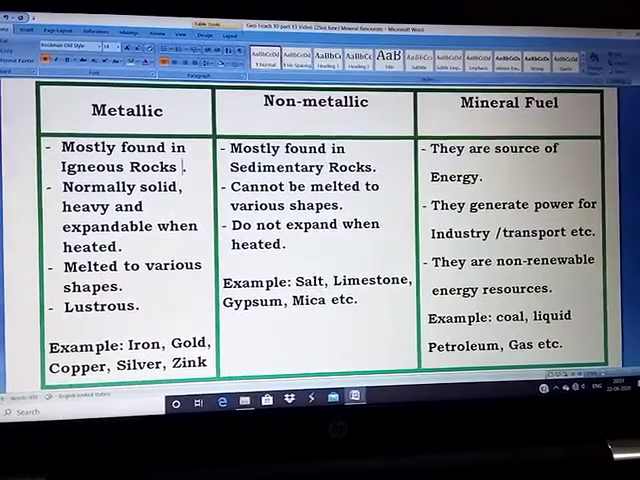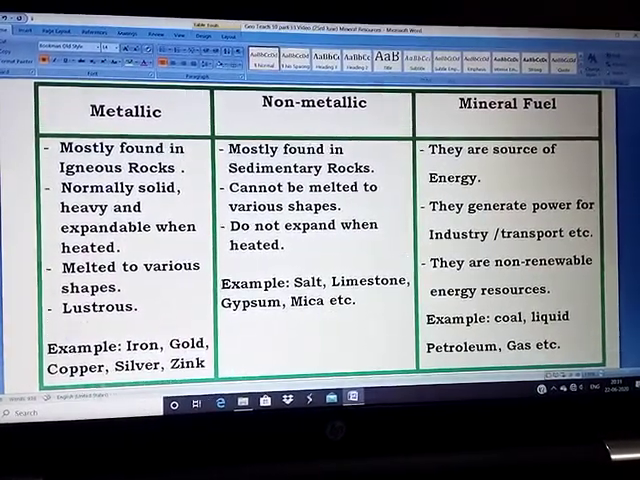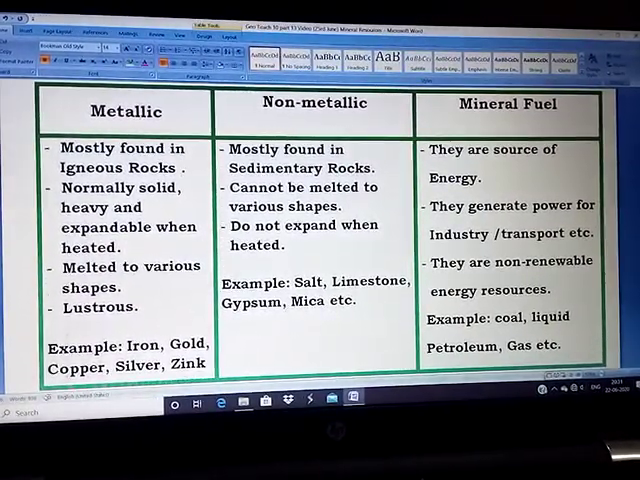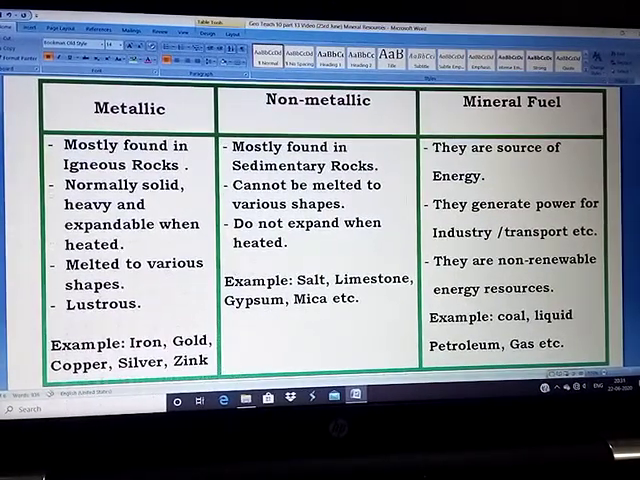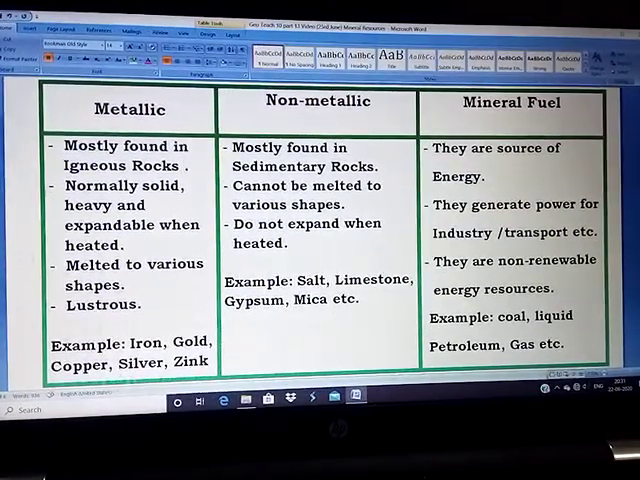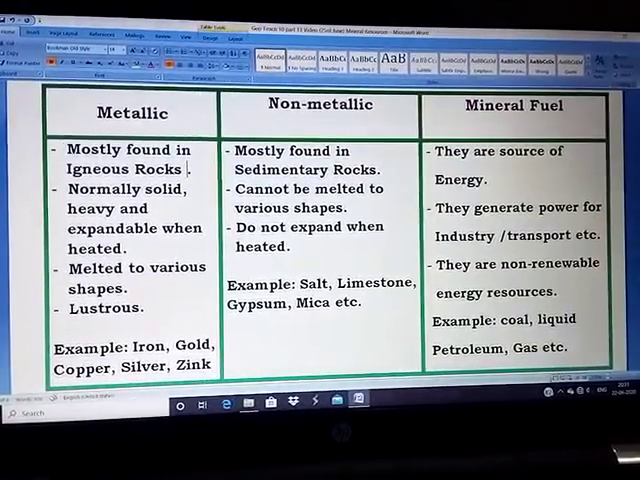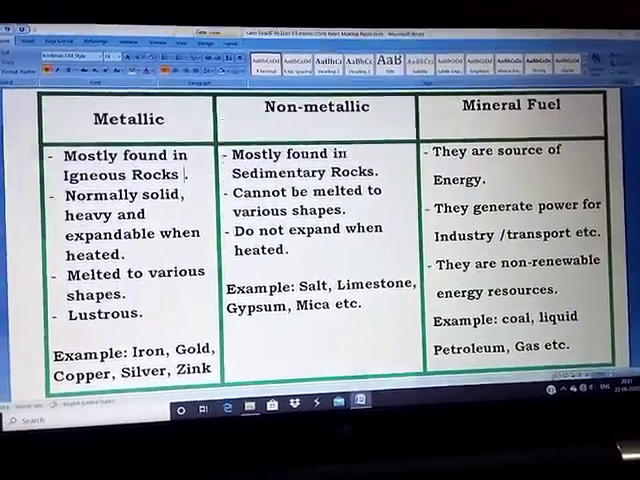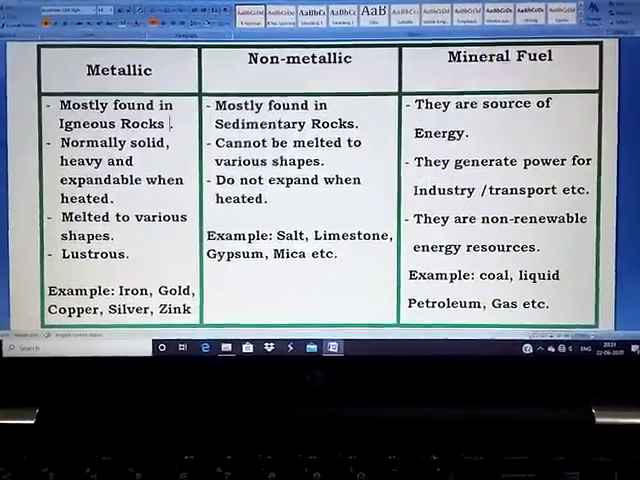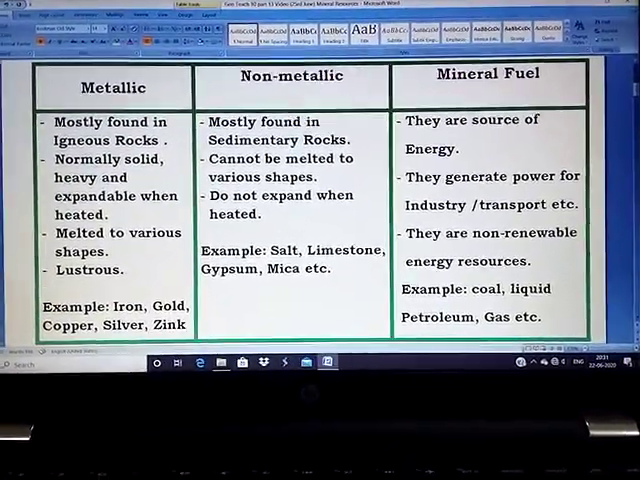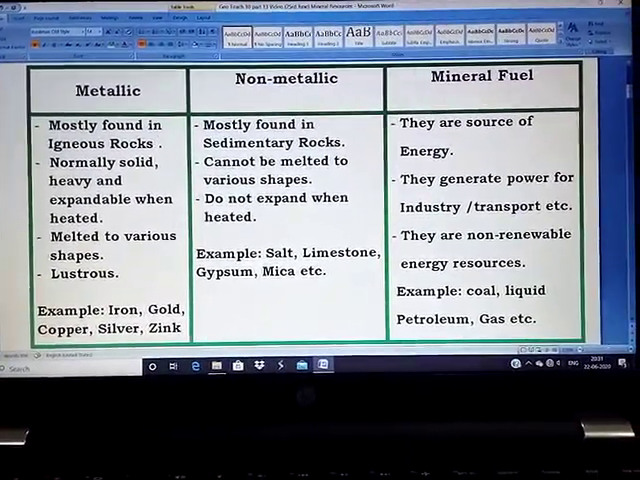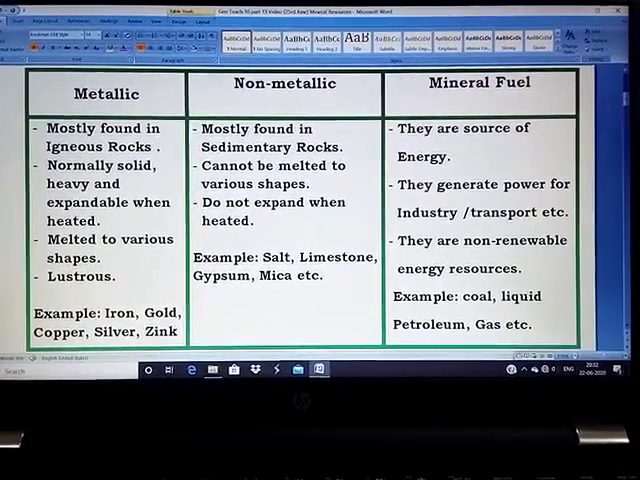Now, yet another type of mineral which you and me and everyone is quite aware of is called mineral fuel. That's very important today in our day-to-day life, because our main source of energy is the mineral fuel. They generate power for industry, transport. Right now we are using fan, computer, mobile.